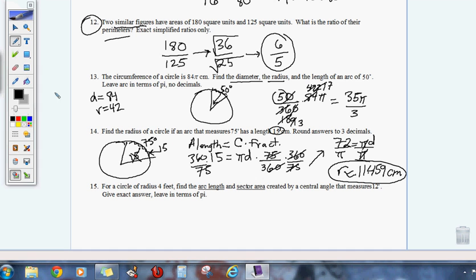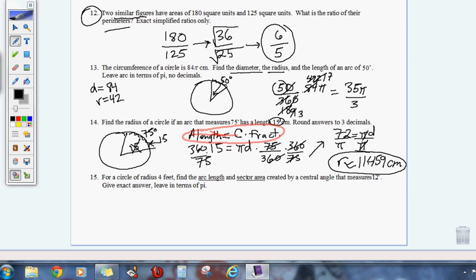A big thing here is to keep understanding that if you have a formula, you don't always just plug in and find the answer. Sometimes you work on both sides of the equation, and obviously that gets a little more challenging when we do that. All right, last one on this page is number 15.